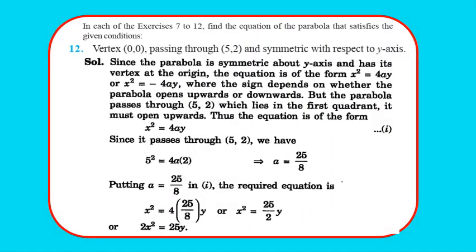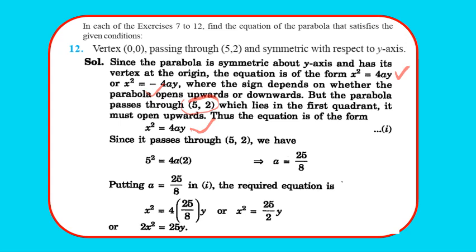Next is question 12. Vertex is given (0, 0), passing through (5, 2) and symmetric with respect to y-axis. Since it is symmetric with respect to y-axis, we have two options, either x square equals to 4ay or x square equals to minus 4ay. Again, since it is passing through the point (5, 2), which is in the positive quadrant, upward direction, we have the equation x square equals to 4ay.